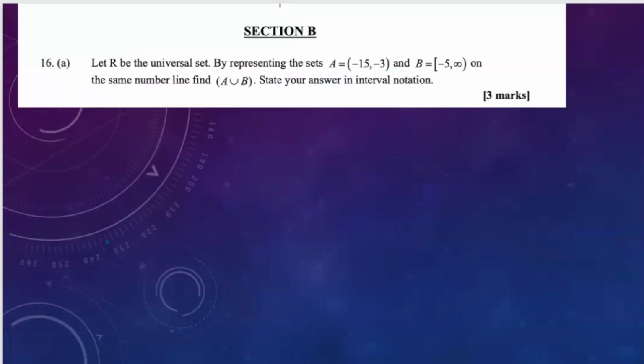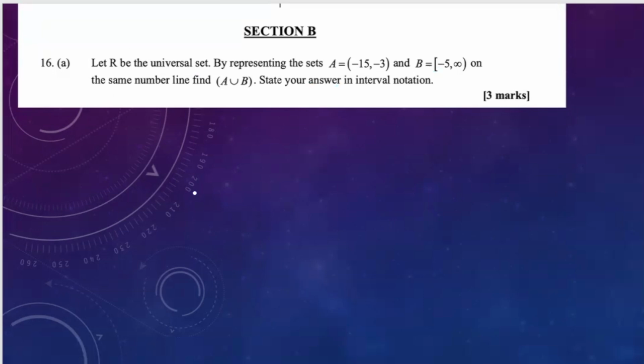Now here's a structured part where we're going to answer. Let R be the universal set. By representing the sets A equal negative 50, negative 3, and B equal square bracket negative 5 to infinity, on the same number line, find A union B and state your answer in interval notation.